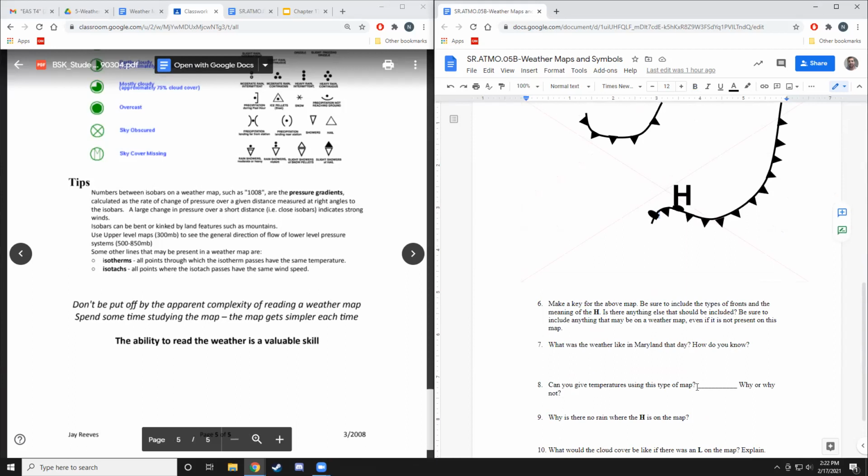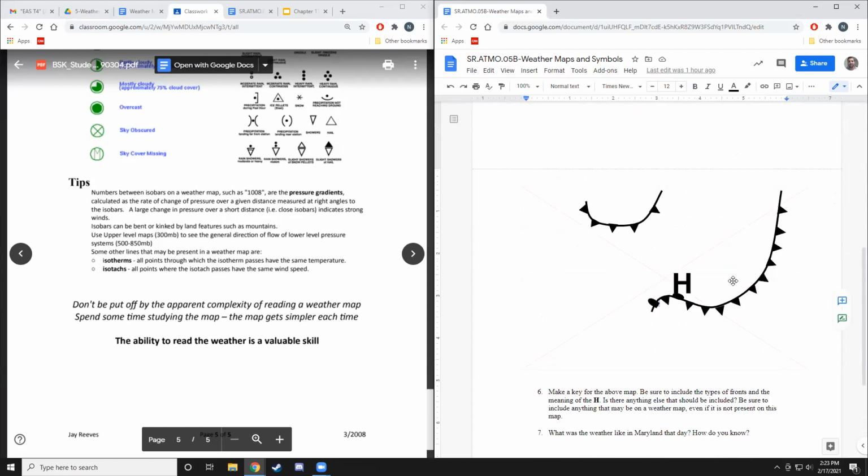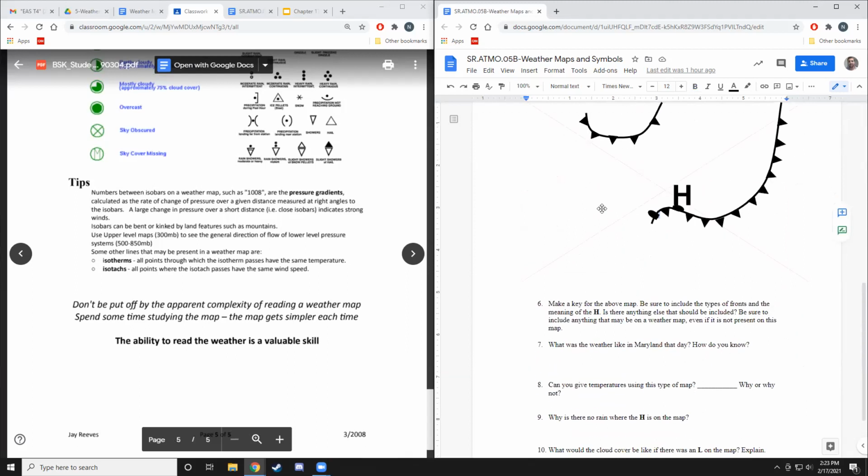But don't worry about that one. We're just going to talk about the second page. Can you give the temperatures using this map? Why or why not? No. You could tell where it's cooler and where it's warmer, but you can't tell the temperatures using a weather map unless it's got the stations on it, and then you can start to see what the temperature is.